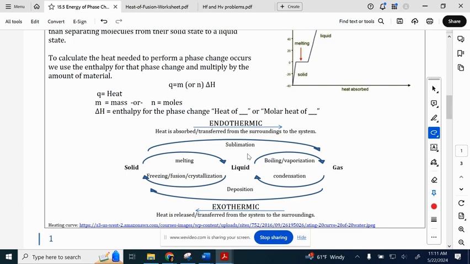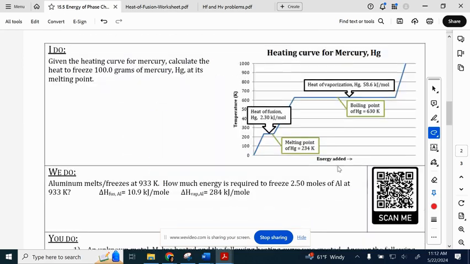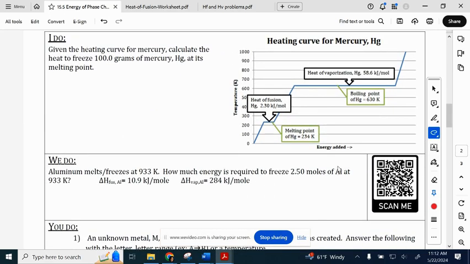Sorry. Okay, so that's where they get the heat of fusion, and then the other one is the heat of vaporization. If this value is negative, then it's going to be going this direction, because it's going to be giving off that heat. And if it's positive, it's going to be going this direction because it's bringing that heat in to break those intermolecular forces.